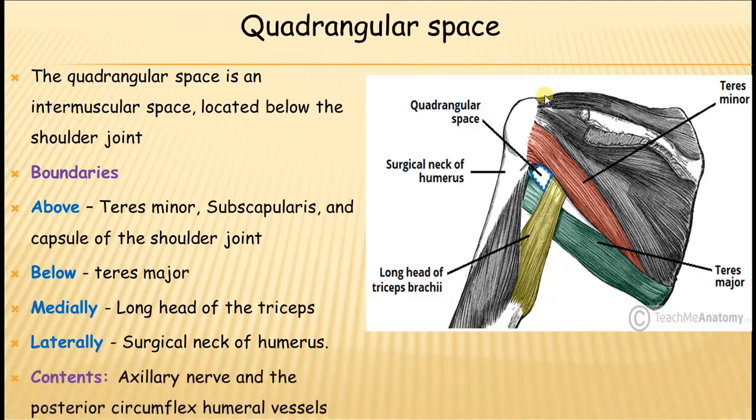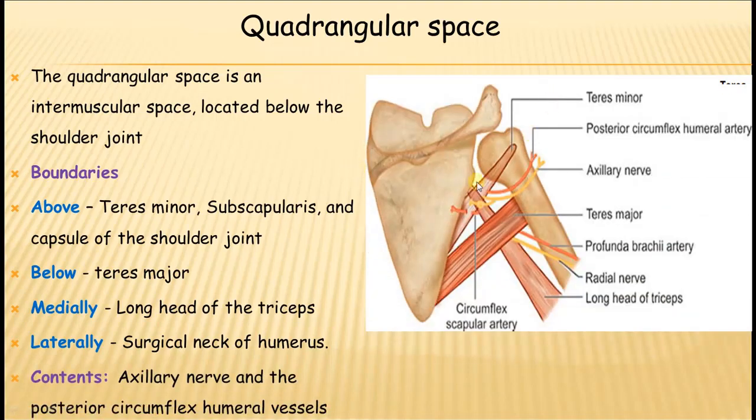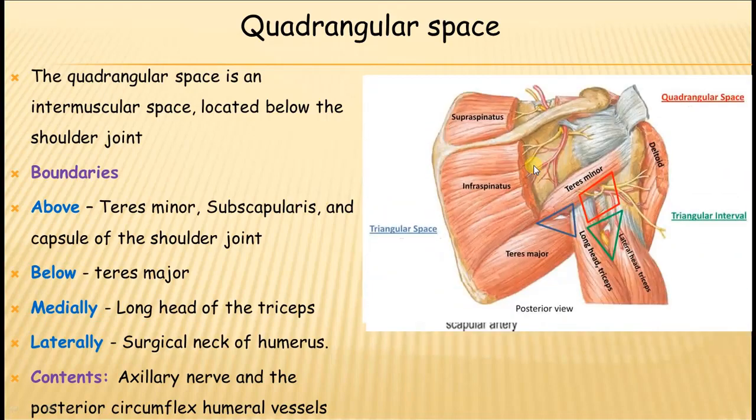Now what does this transmit? The axillary nerve passes through this quadrangular space along with one artery, the posterior circumflex humeral artery. So the contents are the axillary nerve and the posterior circumflex humeral vessels, with the corresponding vein. They wind around the surgical neck of the humerus on their way to supply the deep surface of the deltoid muscle.